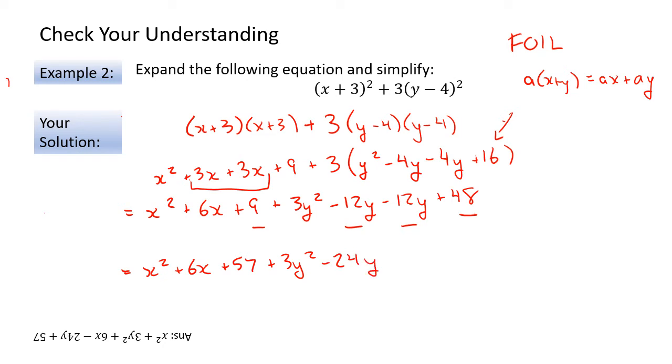Now the way I like to write them in terms of a final answer is all of the higher order exponents, so squareds, first, and then the items with just the x or y, and then the constants. So if I did that, I would just rearrange this as x squared plus 3y squared plus 6x minus 24y. So you can see the squared terms I did first, then the terms with the exponent 1, and now the constant, so plus 57. You don't have to do that in your final answer. It's just the way that you'll typically see my solutions completed. All right?